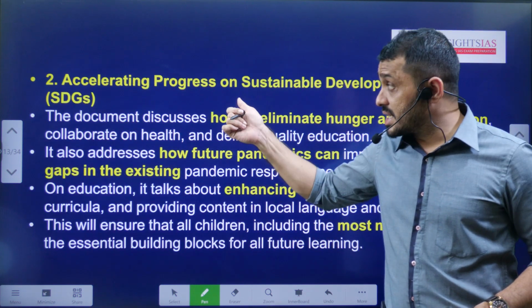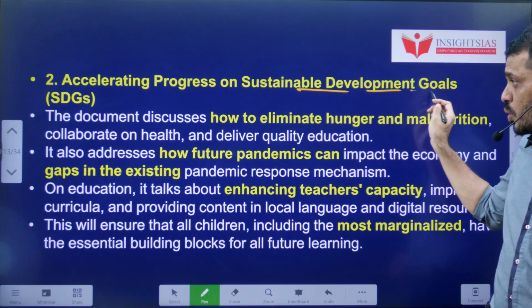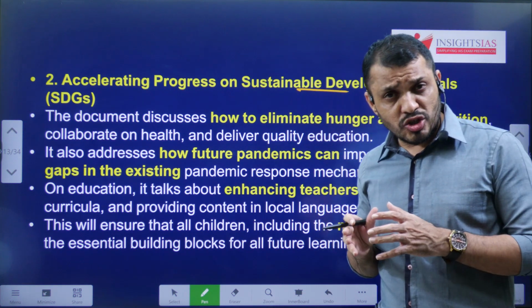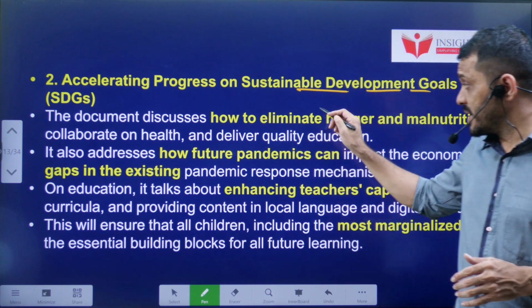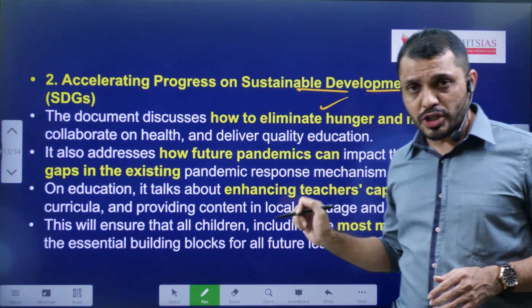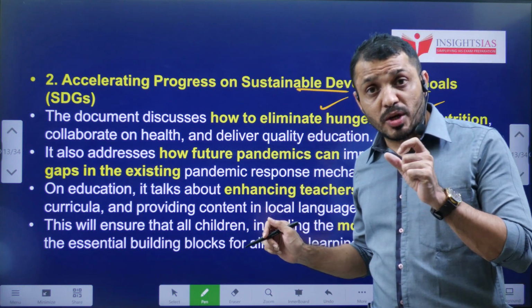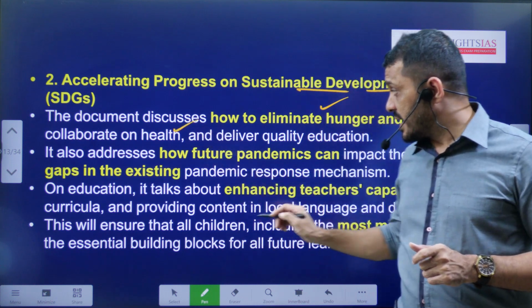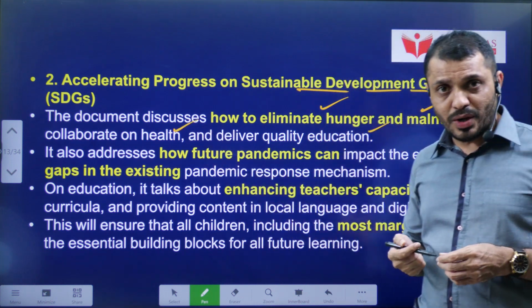Second one: accelerating progress on sustainable development goals. Here this document mainly focused on how to eliminate hunger as well as malnutrition, collaboration among the nations related to health, and delivering better quality education.